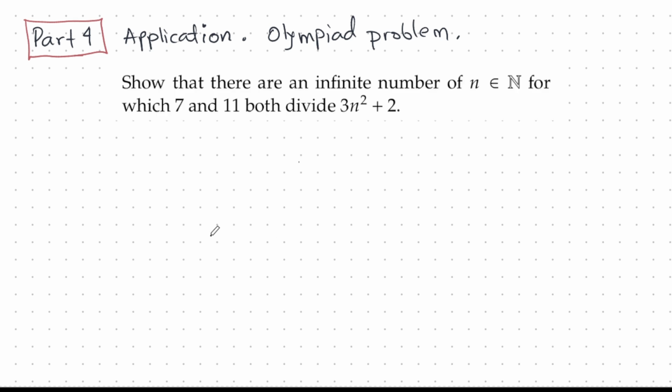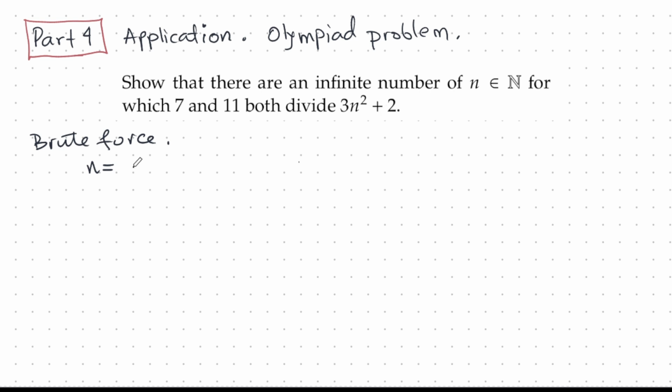And the application I have in mind is an Olympiad style problem. We want to show that there's an infinite number of solutions among the natural numbers for this condition to hold, that this expression is divisible by 7 and 11. That's very interesting. And it's a bit mind-boggling. How on earth can we prove this? But we can do it with the Chinese remainder theorem. Let's start by using brute force. We'll look among the residues, the reduced residues, mod 7.